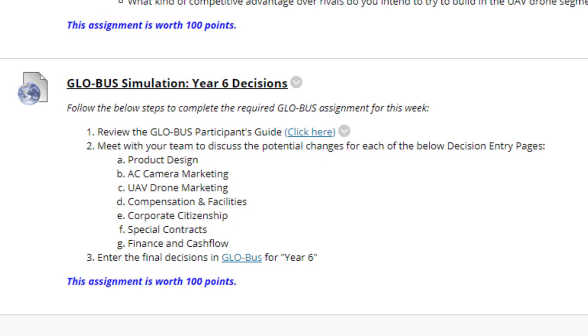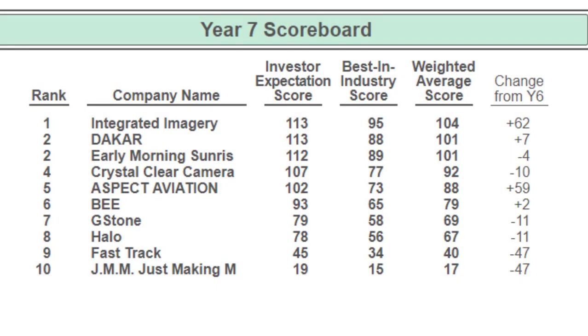Now let's go ahead and look at the outcome for the Globus Simulation Practice Year 7. Okay, here is the Year 7 scoreboard. I see something that I have never seen before. Company I jumped 62 points in 1 year. I've never seen that before, so I beyond commend Company I. That is simply amazing. Company D, they moved up 7, so they're second place. So great job too. Company E, they only dropped 4. Still in the top 3 though.